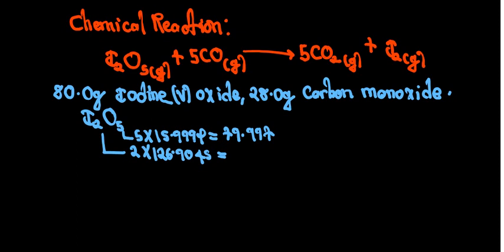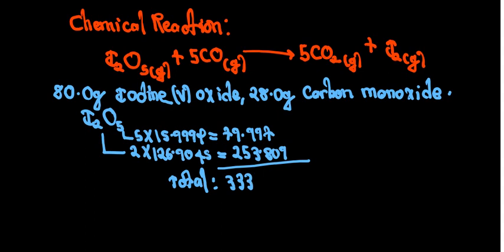The iodine is 2 times 126.9045, and we're being given 253.809. And what's the total there? The total is giving us 333.806 grams per mole as the molar mass of the iodine oxide.